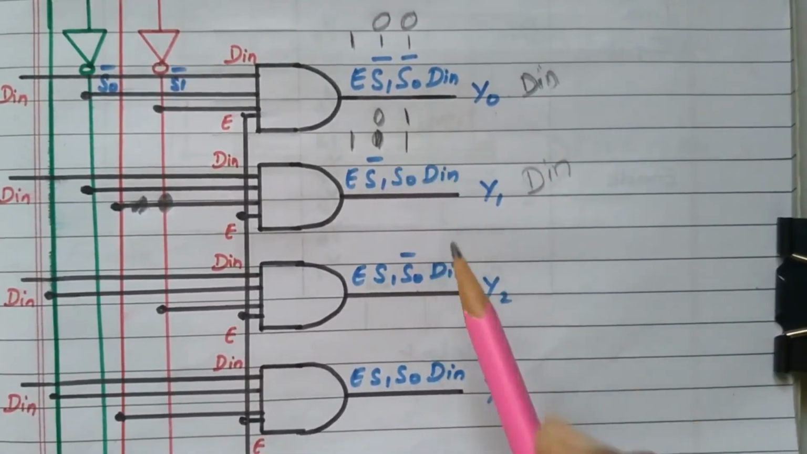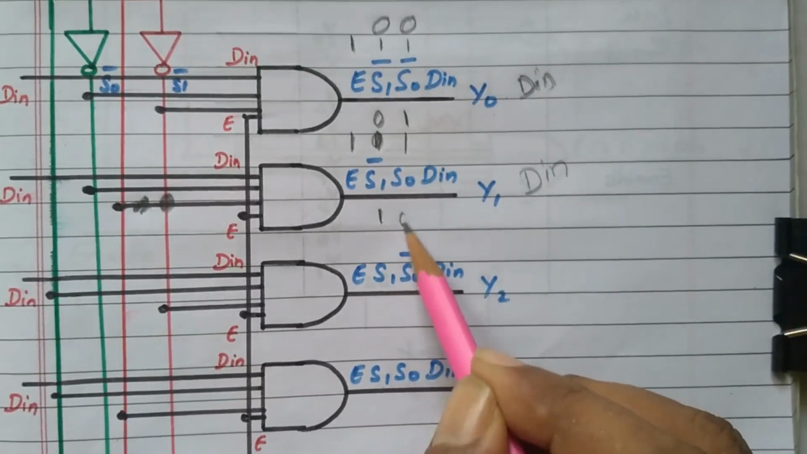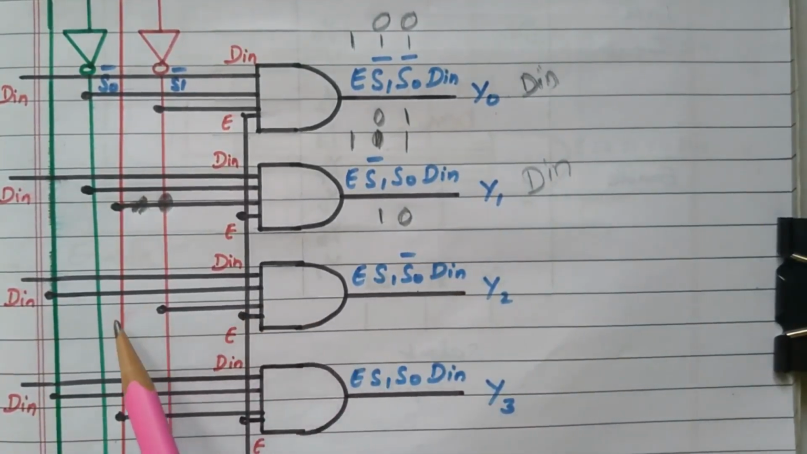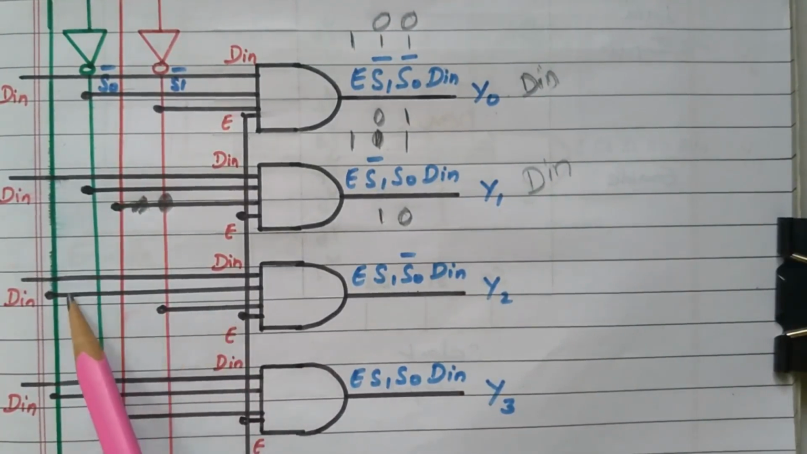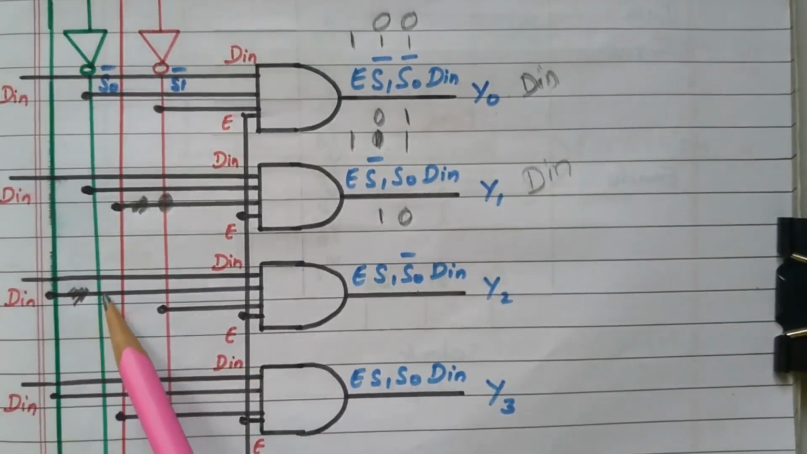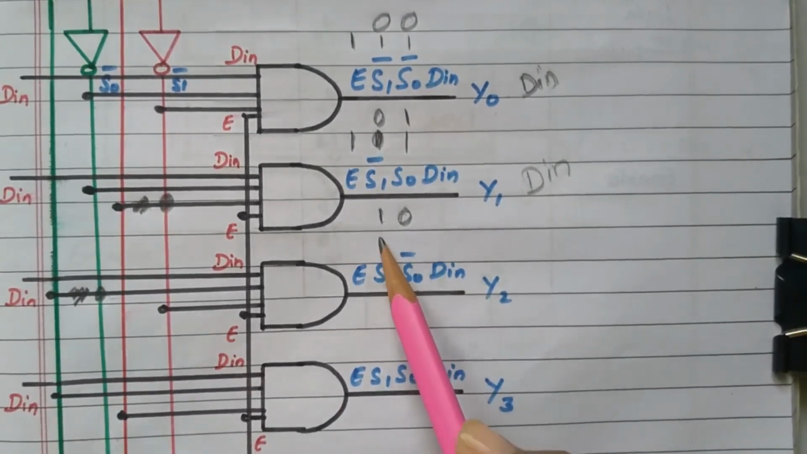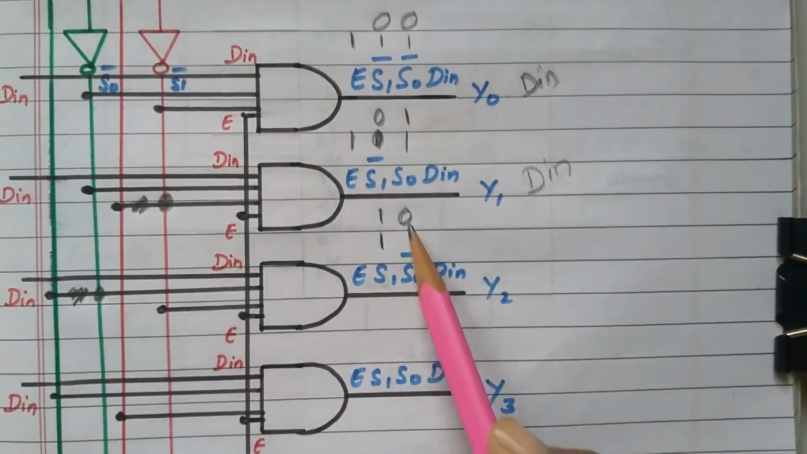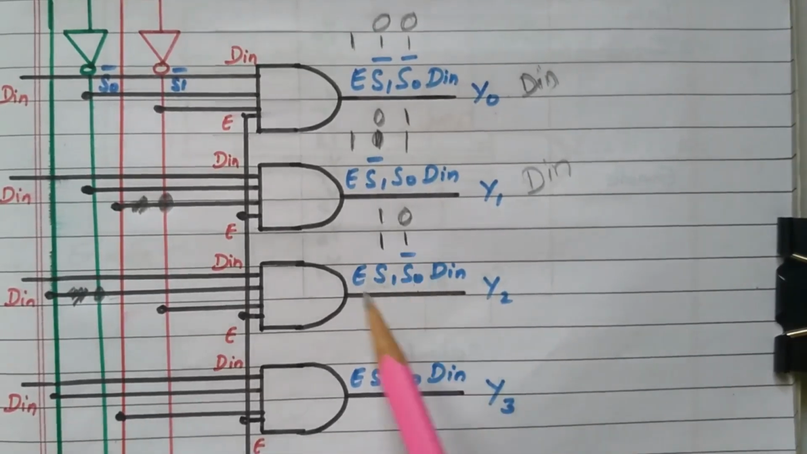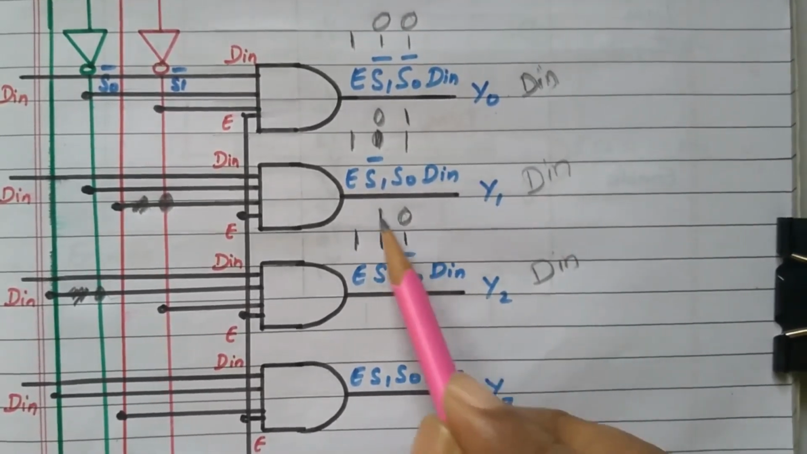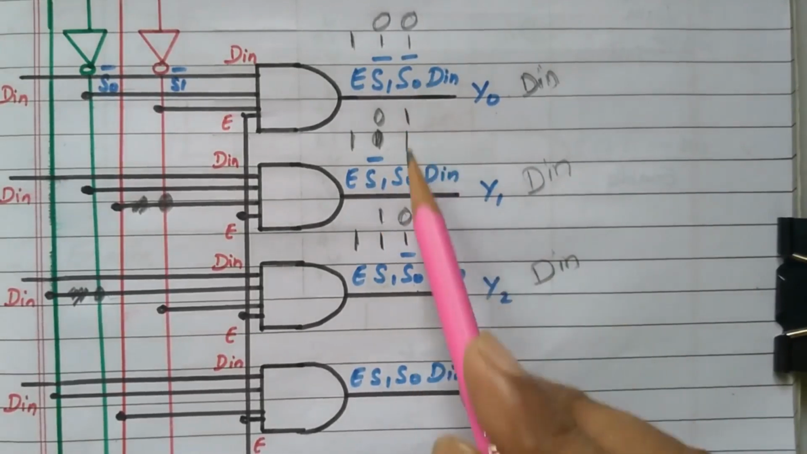0, 1. Now 1, 0. If it is 1, 0, right, see here S1 is connected, this is S1 and this is S0 dash, not here, here S0 dash is connected. So S1 is 1 so S1 will be 1, S0 is 0 so S0 dash becomes 1, and enable is already 1, right. So automatically DIN will be available at the output in case 1, 0, right. The remaining outputs will automatically be 0.